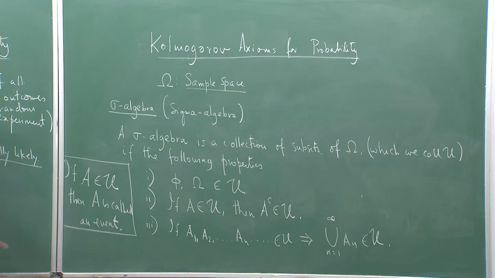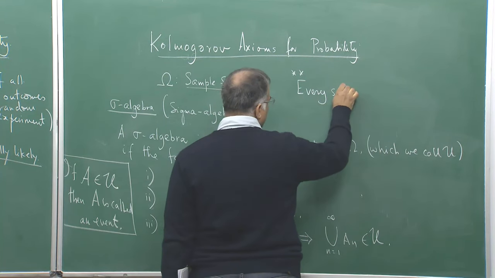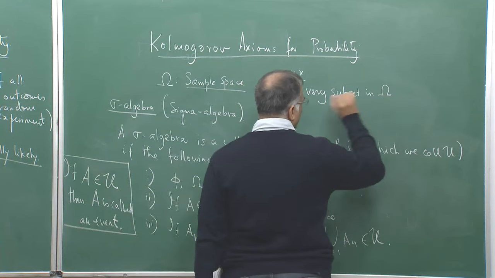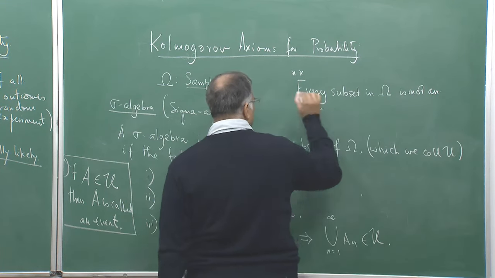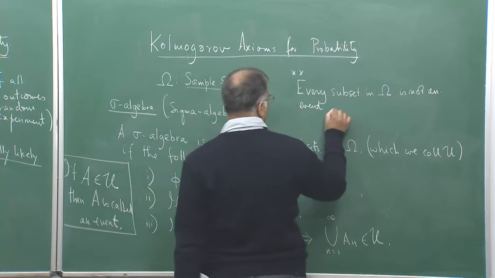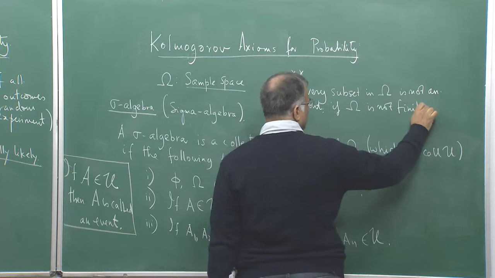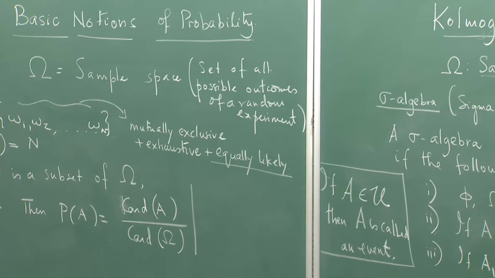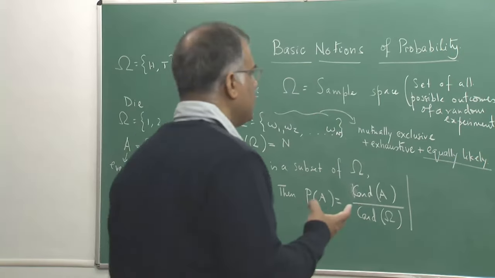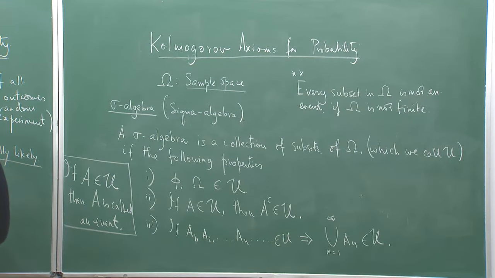So this is something you have to keep in mind as you work on, and it is very important: every subset in omega is not an event if this is not finite. If it is finite, then every subset is an event. If it is not finite, meaning it does not have a finite number of elements, then you cannot say that every subset is an event. Now let us write down Kolmogorov's laws, which are also very important.